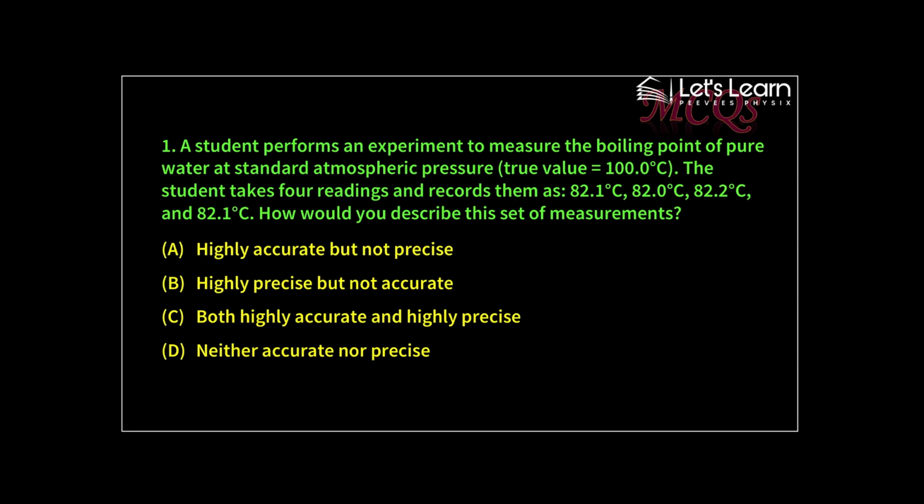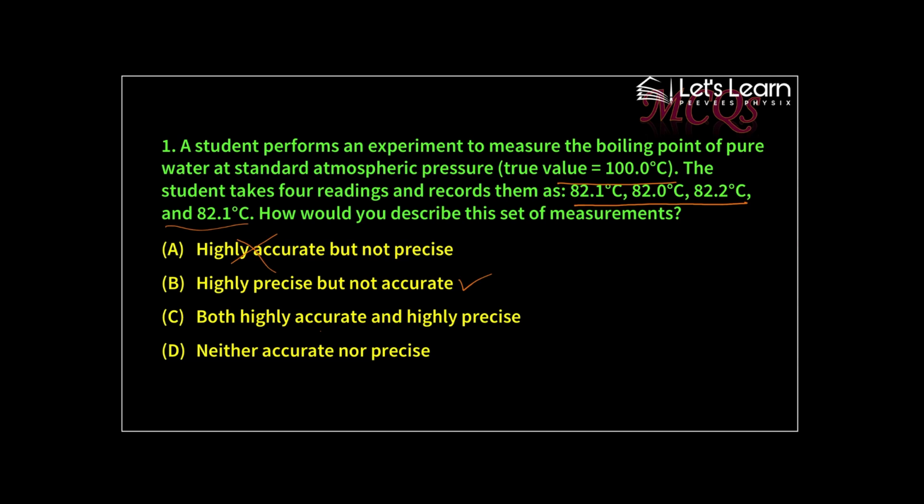Let's do some questions. A student performs an experiment which measures the boiling point of pure water, and we know the boiling point of pure water is 100 Celsius. And the 4 measurements he made are these. Are they so close to the true value? 100 is the true value? No, they are not so close. So they are not accurate. So this seems to be okay.